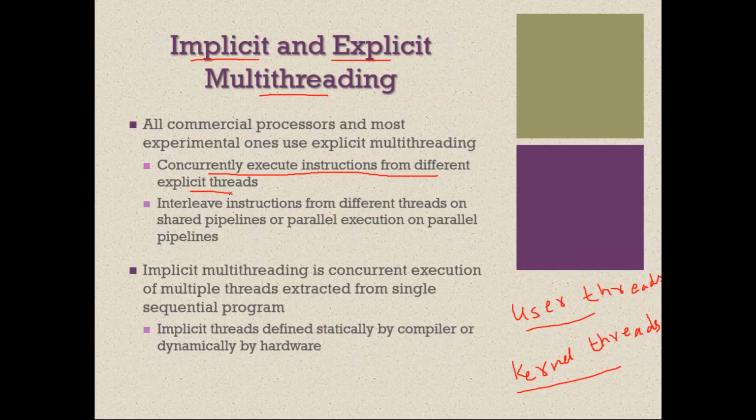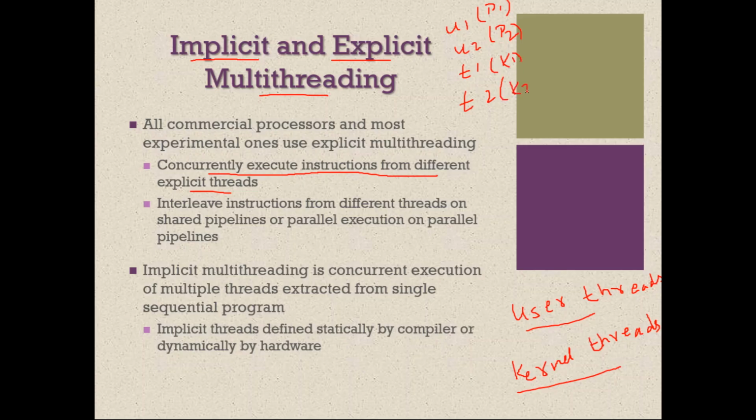Say there are two user threads, U1 and U2, and two kernel threads, T1 and T2. It means these threads do not belong to the same process. They belong to different processes. Say U1 may belong to some user process P1, U2 may belong to some user process P2, but they are threads. And T1 may belong to some kernel process K1, and T2 may belong to some other kernel process K2.